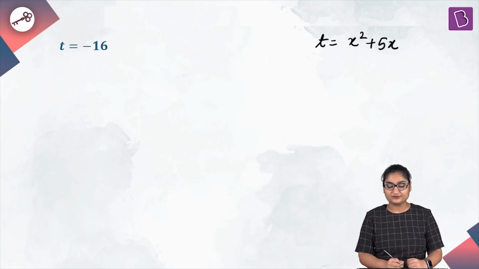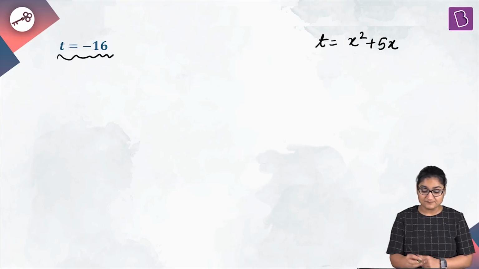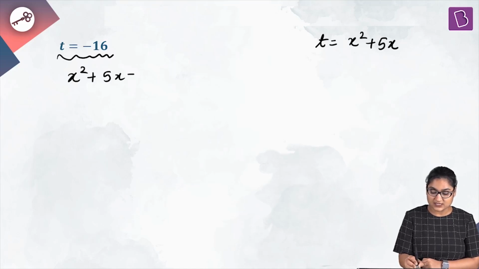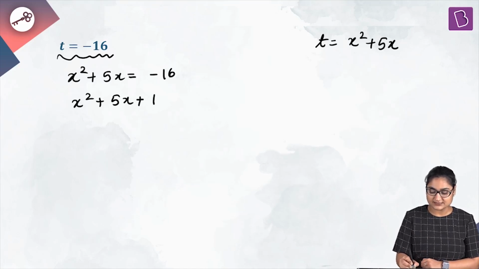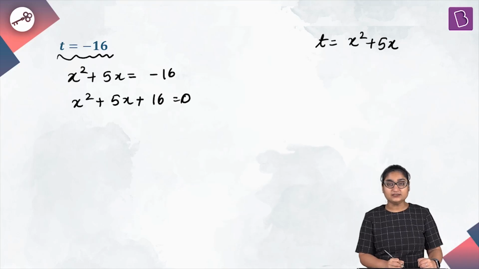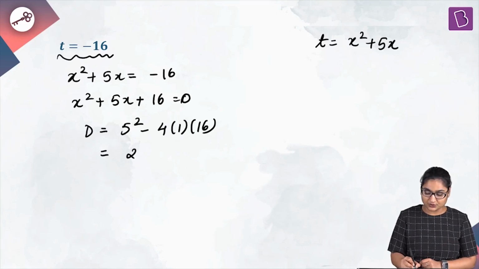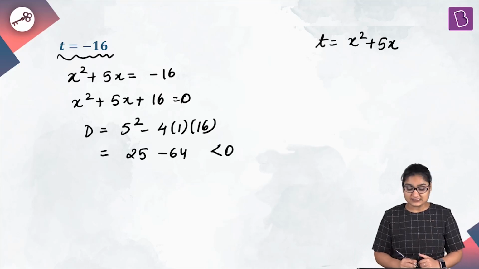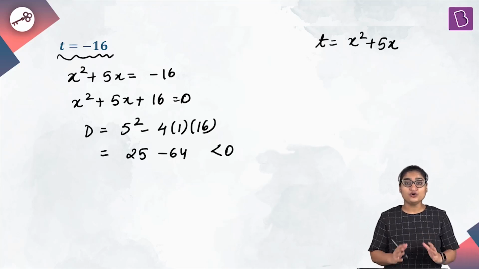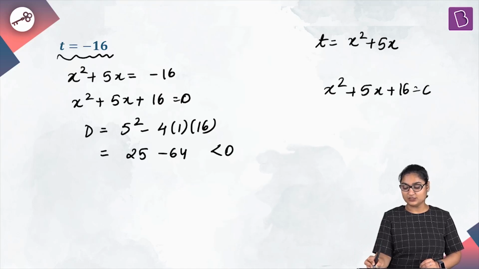So if I put the value of t as x square plus 5x in this equation, t equal to minus 16, I'll get x square plus 5x equal to minus 16, which can be written as x square plus 5x plus 16 equal to 0. Now if we calculate the d for this quadratic, we'll get d equal to 5 square minus 4 times 1 times 16, which is equal to 25 minus 64, which is clearly less than 0. If d is less than 0, we are going to get no real roots for the equation x square plus 5x plus 16 equal to 0.